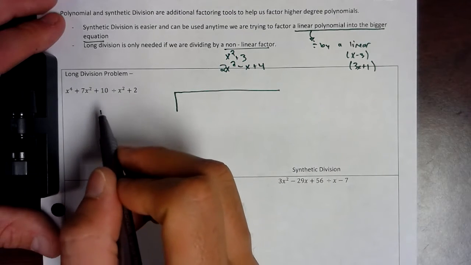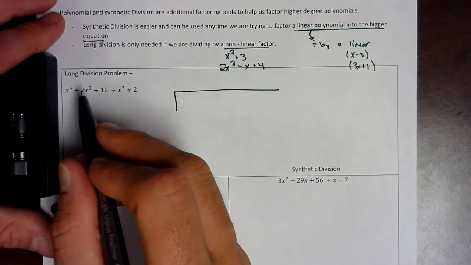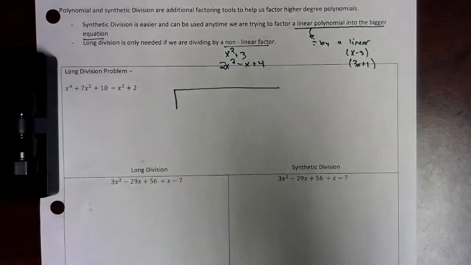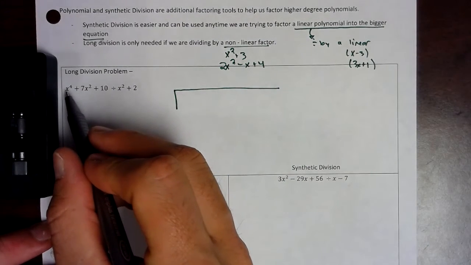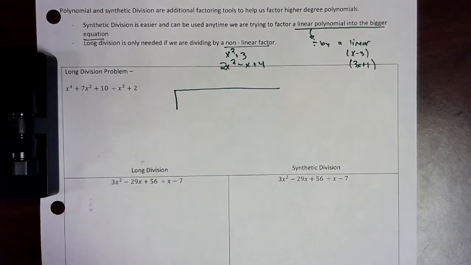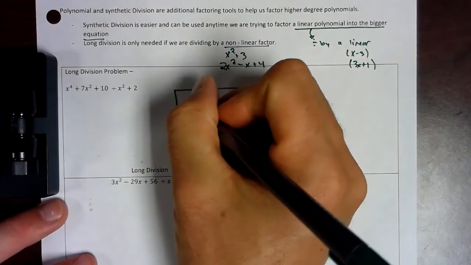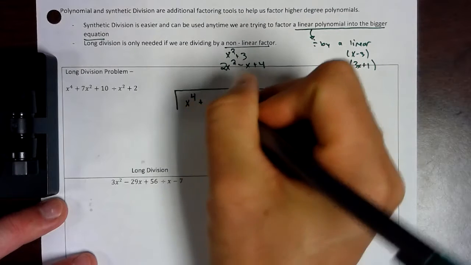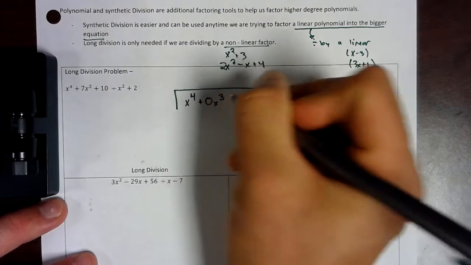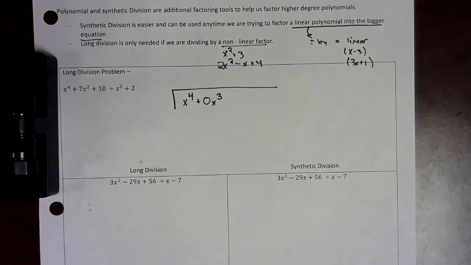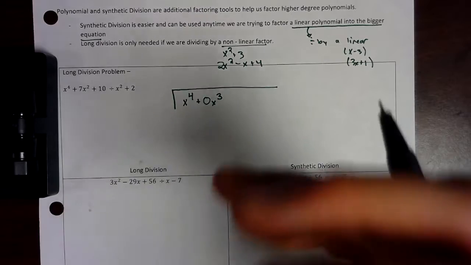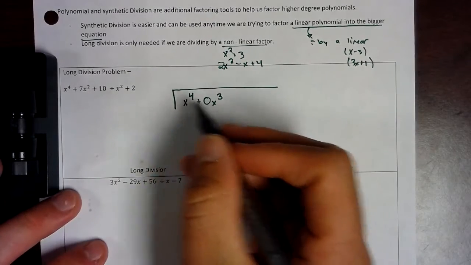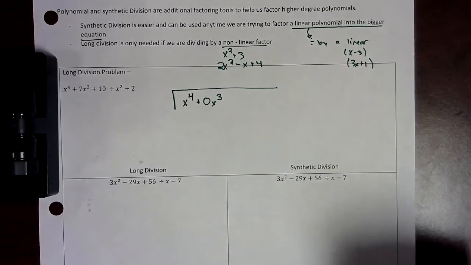Now, one thing we need to keep in mind, we need a term for every power in this equation. So what I mean by that is this is a quartic term. There's no cubic term or anything that has an x to the power of 3. We still need to add that in there. So what we can do is we can add in 0x cubed, which is just a placeholder, right? Adding 0x cubed, I'm not changing this equation at all. That 0 is just there so that all of our terms line up as we work through the division.